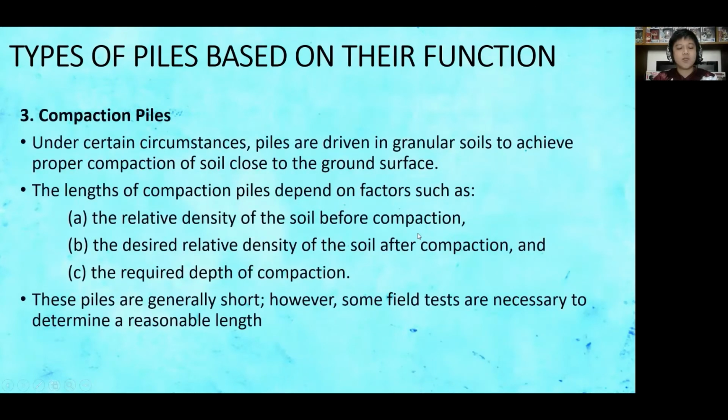Last is the compaction piles. It is intended for compacting granular soils. The length of these compaction piles is dependent on the following factors. A, the relative density of the soil before compaction. B, the desired relative density of the soil after compaction. And C, the required depth of compaction. These piles are generally short. However, some field tests are necessary to determine a reasonable length, again, to satisfy our different factors.